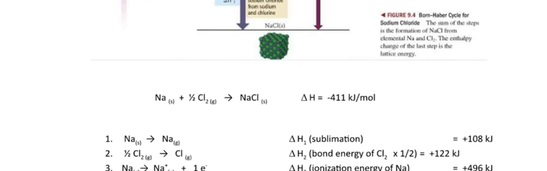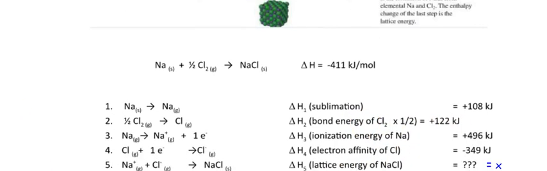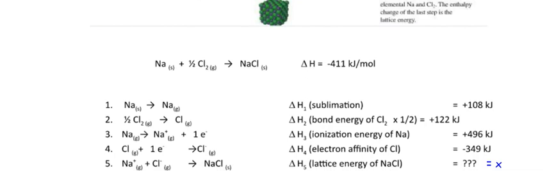And the second step was what's called bond energy, which I had to multiply by half, so it's half of what you'd look up, which would be 244, so half of that is 122. This ionization energy is that 496, all right? The electron affinity, whoop, it came together, negative 349. And now what is that lattice energy? I don't know. Let's call this X, okay?